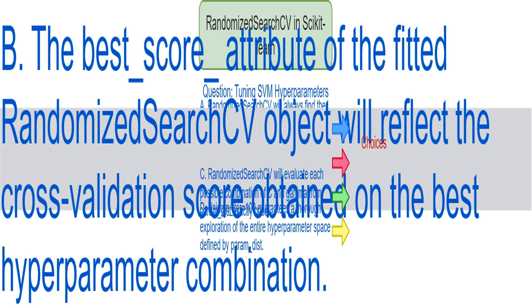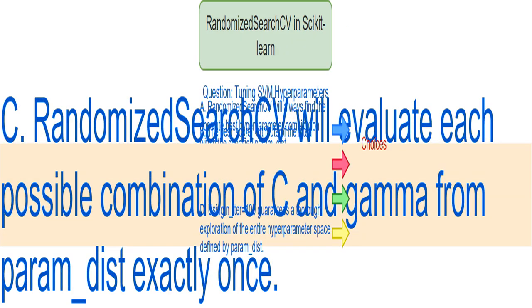This option assesses whether you know that randomized search-CV explores the hyperparameter space. Randomized search-CV uses random sampling, unlike grid search-CV which tries every possible combination. Therefore, it's not guaranteed to evaluate every possible combination of "C" and "gamma". This statement is false.